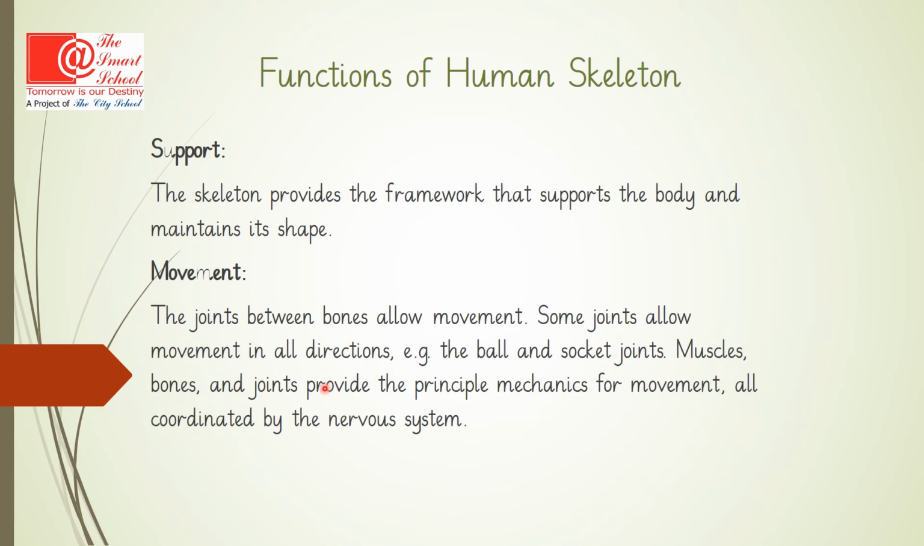Muscles, bones, and joints provide the principal mechanics for movement. Mechanics means to move, and the movement is possible due to the joints, bones, and muscles of the body. All of this is coordinated by the nervous system, which comprises of the brain and the spinal cord.